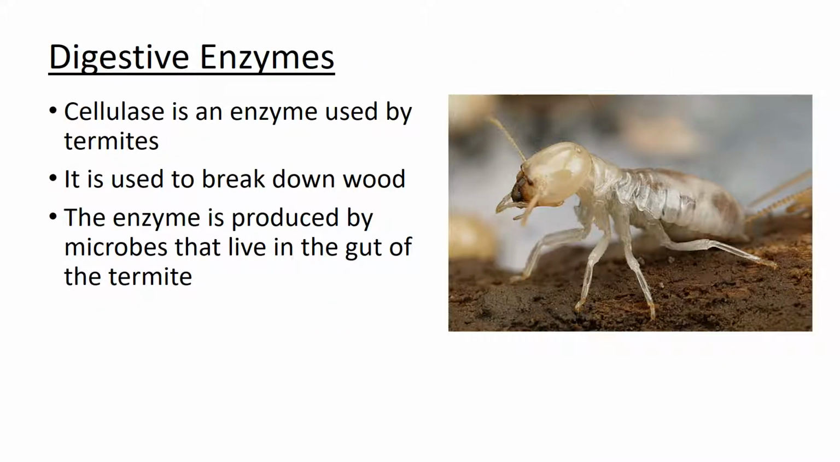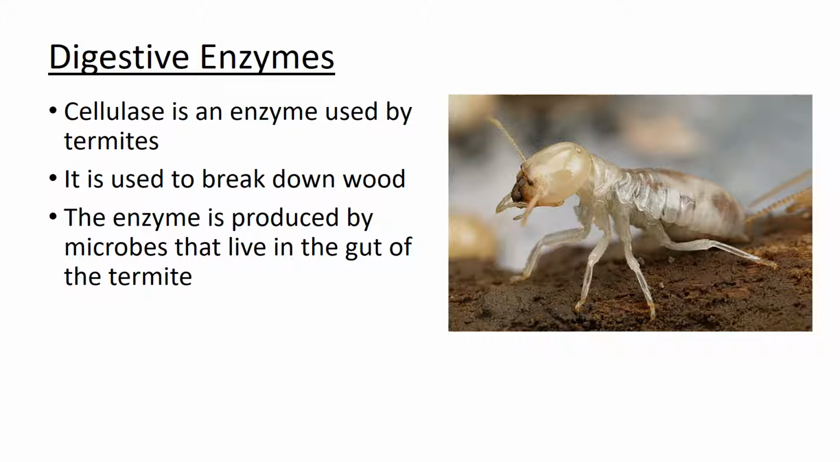Another example of a digestive enzyme is cellulase. Now, cellulase is not an enzyme that humans produce. It's actually not even an enzyme that termites produce, although they require it. So a termite, as in this image, eats wood, and it digests wood. And it uses an enzyme called cellulase.